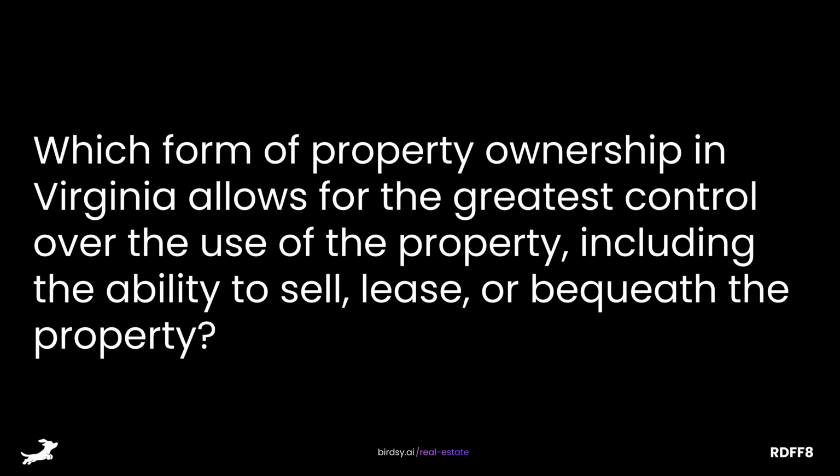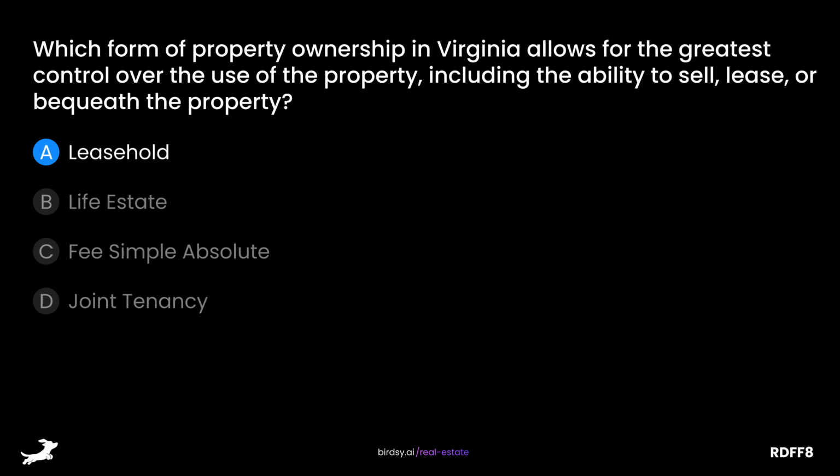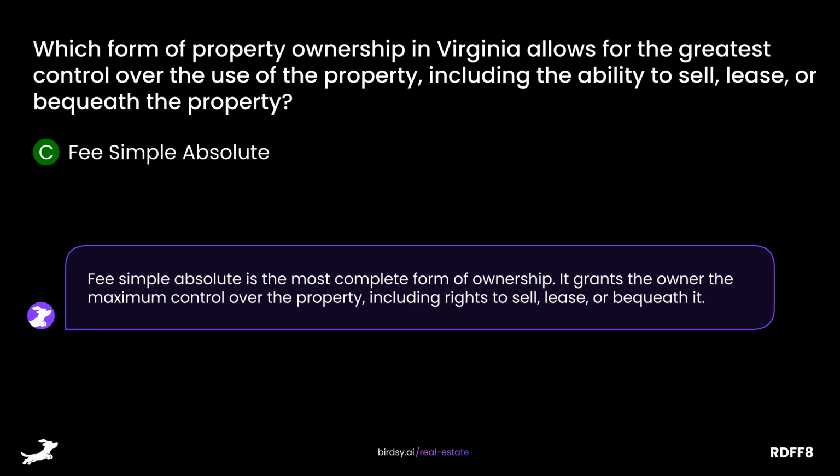Which form of property ownership in Virginia allows for the greatest control over the use of the property, including the ability to sell, lease, or bequeath the property? Is it A, leasehold, B, life estate, C, fee simple absolute, or D, joint tenancy? The answer is C, fee simple absolute. Fee simple absolute is the most complete form of ownership.